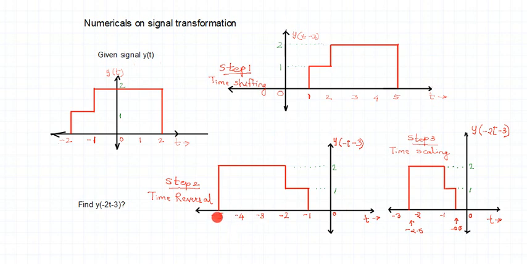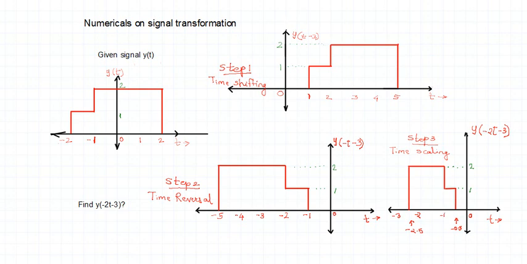So now we are going to scale this time reverse signal. What is the scaling factor? 2. So divide the time base by 2. So where this point, minus 5, appears, minus 5 by 2 appears at minus 2.5. Minus 1 appears at 0.5. So you got your starting and ending point. So the signal exists from minus 2.5 to 0.5.